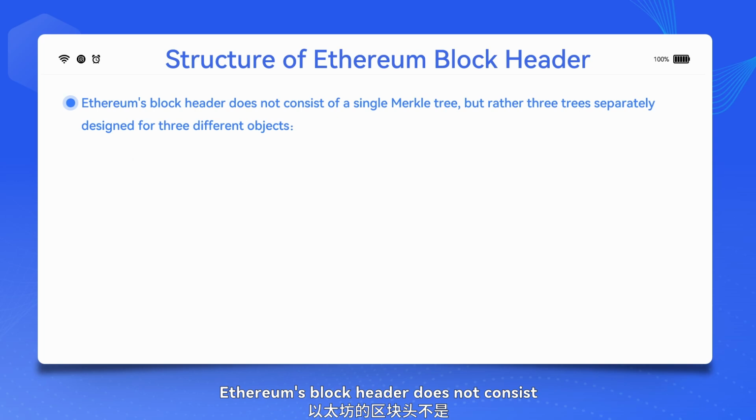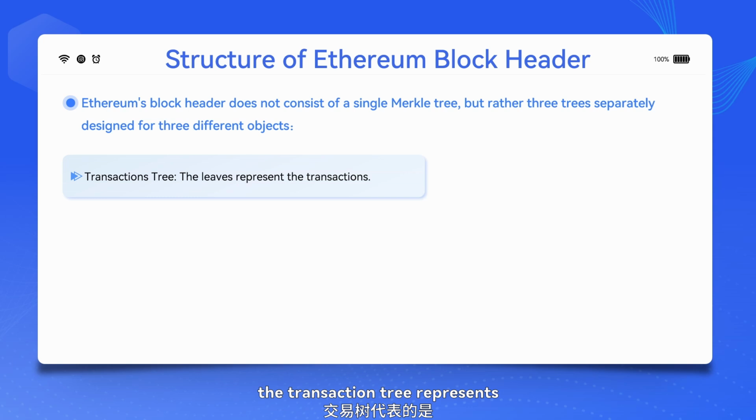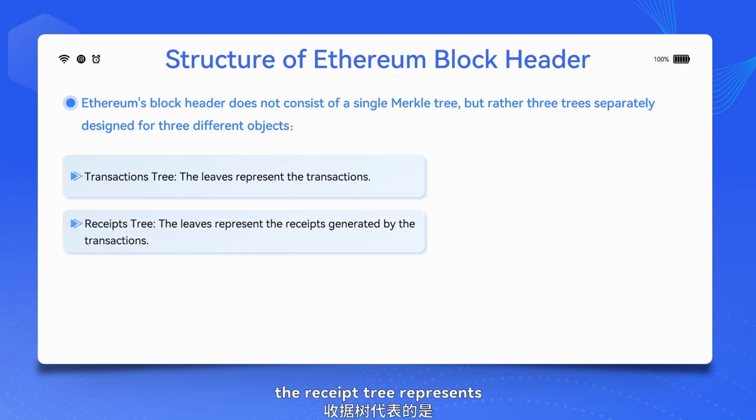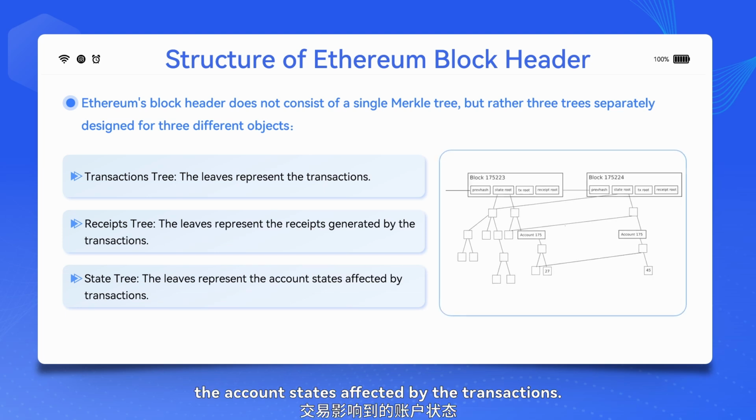Therefore, Ethereum's block header does not consist of a single Merkle tree, but rather three trees separately designed for three different objects. First, the transaction tree represents the transactions in the block. The receipt tree represents the receipts generated by the transactions. And the state tree represents the account states affected by the transactions.